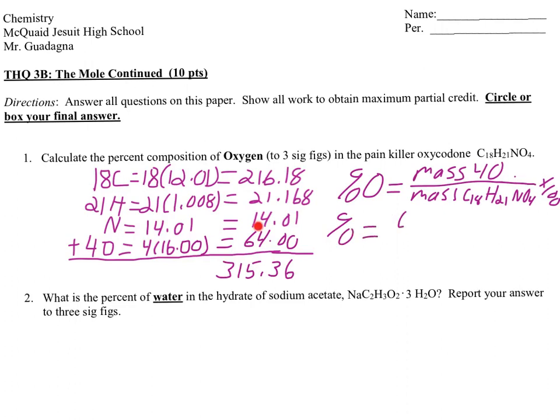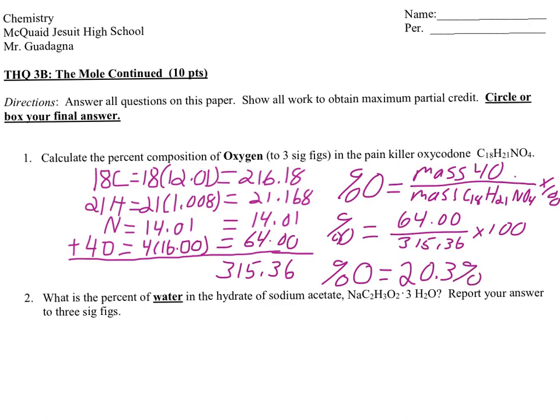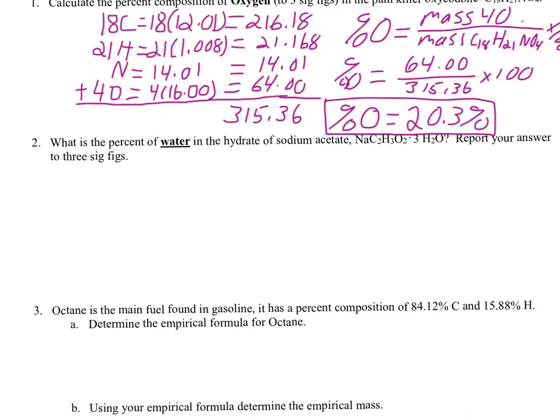My percent of oxygen: I'm going to take the mass of the 4 oxygens at 64 and divide it by 315.36, and multiply by 100. The question tells me to answer to 3 sig figs. To 3 sig figs, I get 20.3%. Alright, this should be a little review from Unit 3 that we did a little while ago. And with that, I can move to number 2.